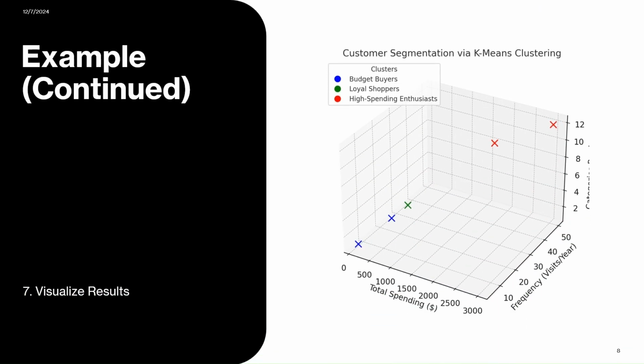The 7th step is to visualize our results. So here I have a graph. It kind of got cut off a little bit on the right side. However, our x-axis, that's going to show our total spending. Our y-axis is going to be our frequency of visits per year, and our z-axis is going to do the categories purchased.